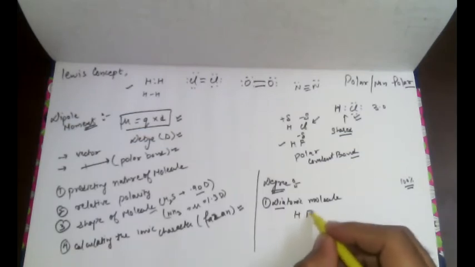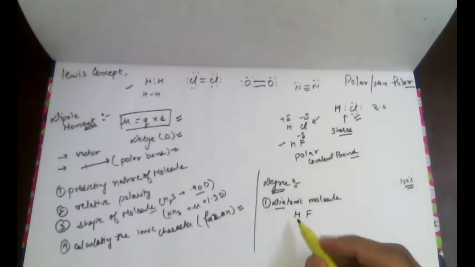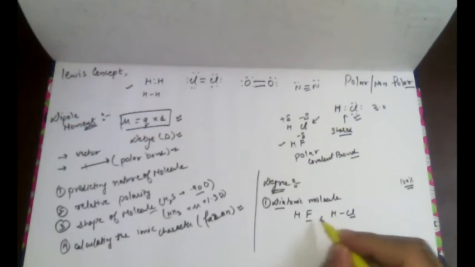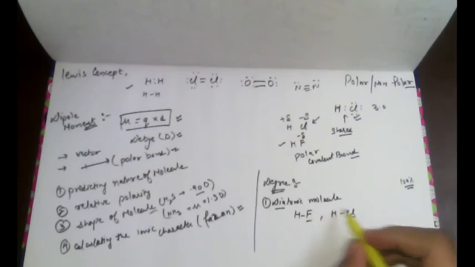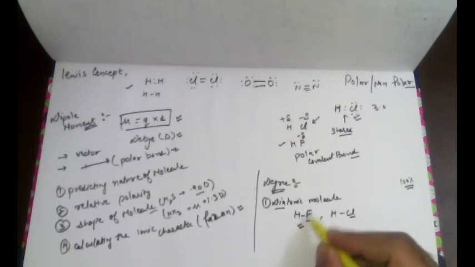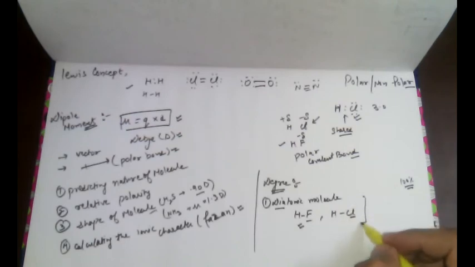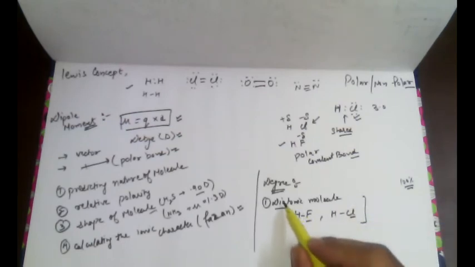Talking about hydrogen fluoride, as I discussed before, and hydrogen chloride: greater the dipole moment, more will be the polarity. So this one has more polarity. Why is it so? Fluorine has higher electronegativity than chlorine. These molecules are called diatomic, made up of two atoms.